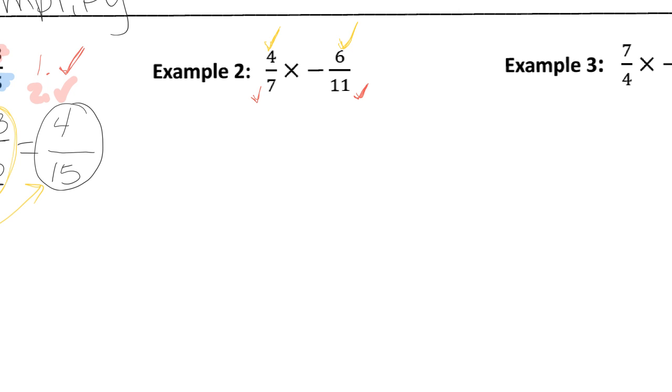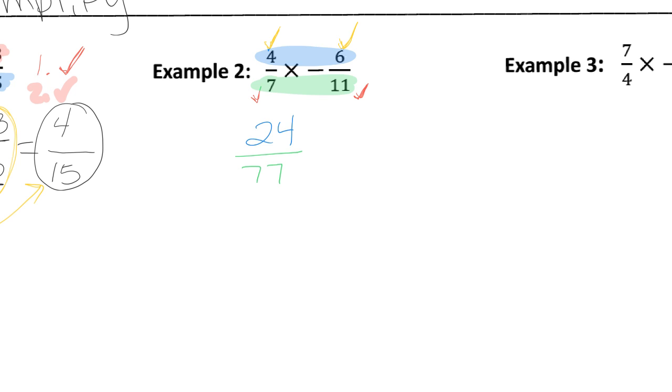So now we have to do step 2, which is multiply your numerators. So multiply straight across. So what's 4 times 6? That's 24. What's 7 times 11? That's 77. What am I forgetting though?